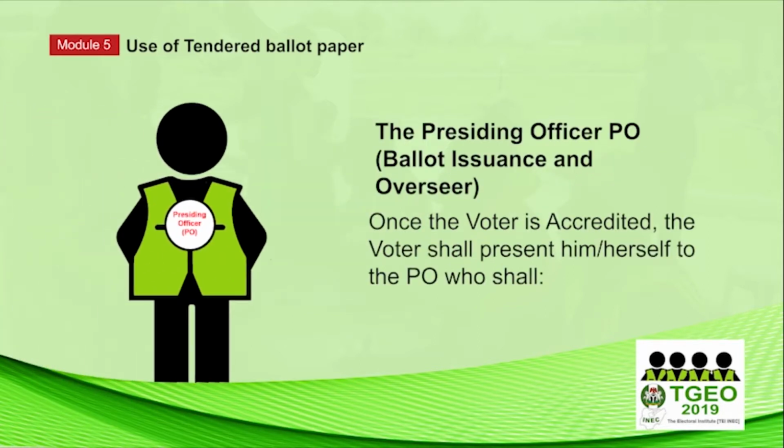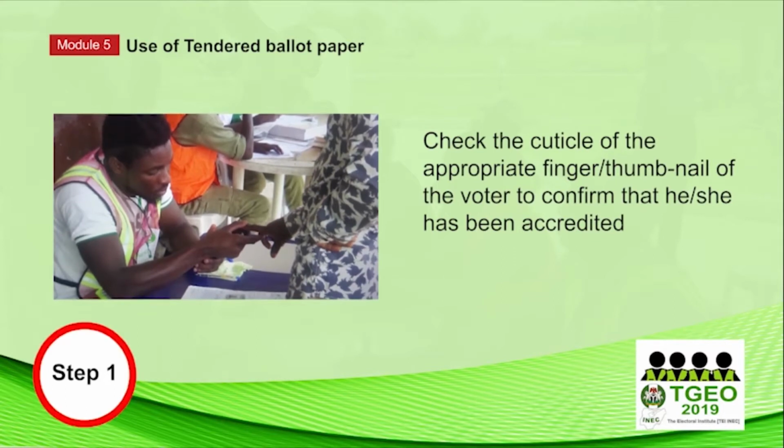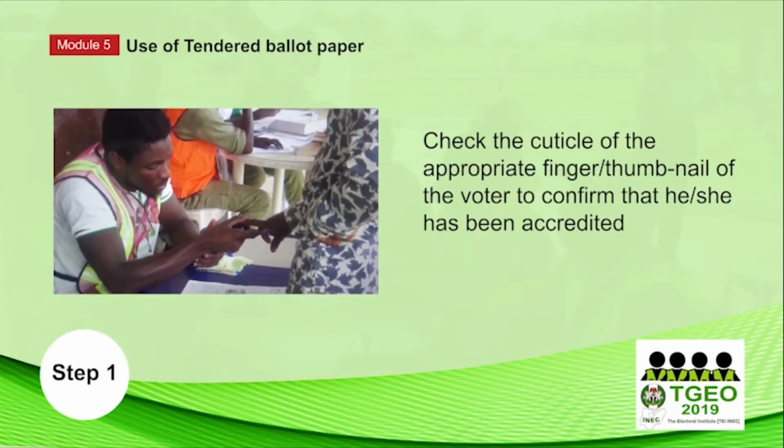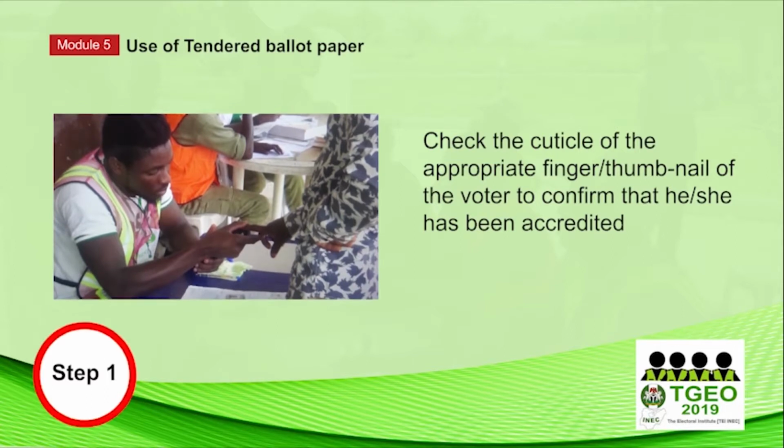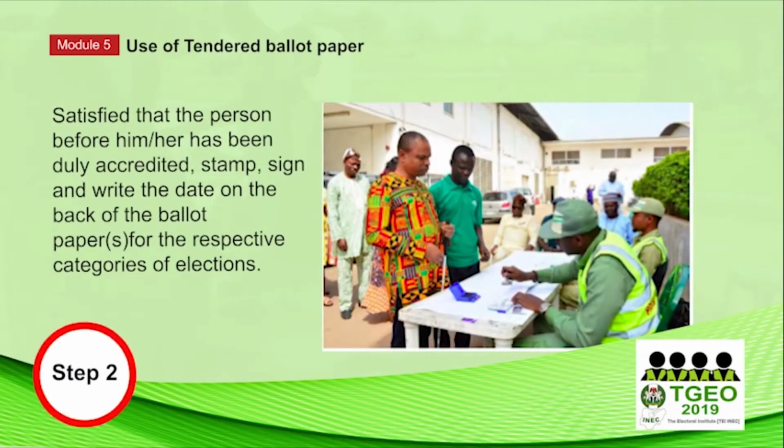The presiding officer, PO, ballot issuance and overseer. Once the voter is accredited, the voter shall present him or herself to the PO, who shall: Step 1. Check the cuticle of the appropriate finger or thumbnail of the voter to confirm that he or she has been accredited. Step 2. Satisfied that the person before him or her has been duly accredited, stamp, sign, and write the date on the back of the ballot papers for the respective categories of elections.